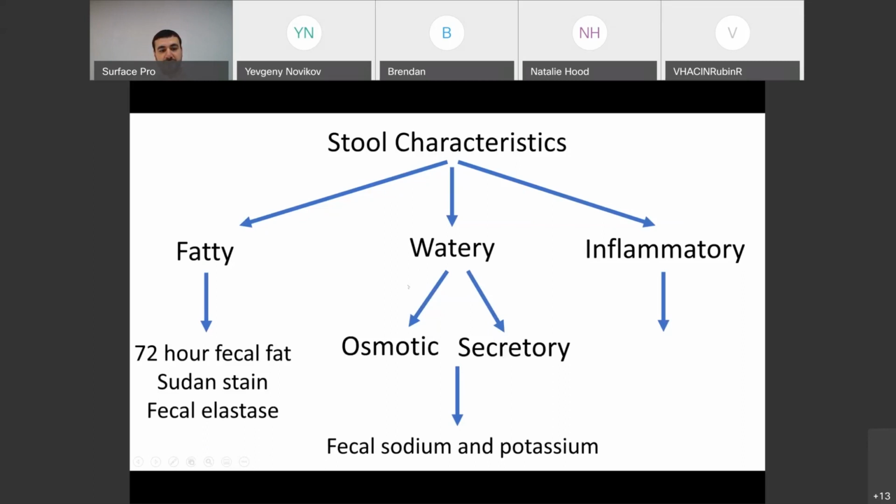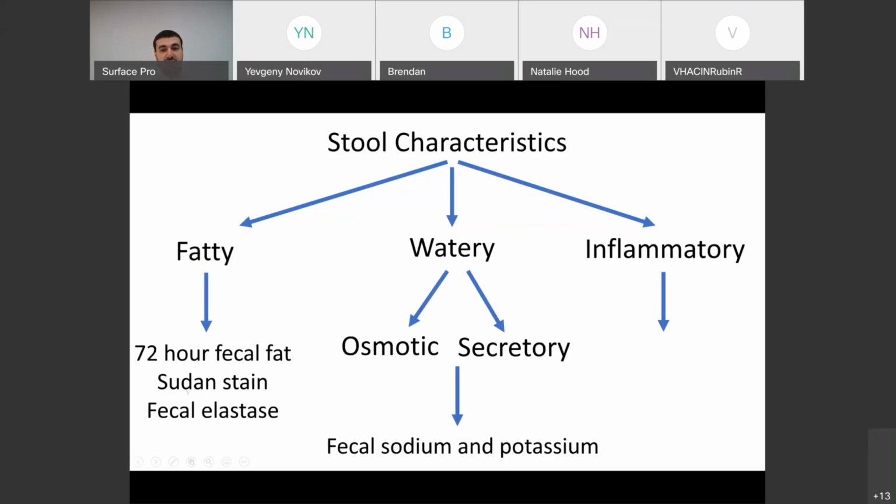For fatty stools, you can order a 72-hour fecal fat. That is a tedious study, but it works well. It means the patient has to collect their stool for 3 days and then bring it in a large container. That'll give you a quantitative assessment of how much fat they have in their stool, and it's a gold standard for diagnosing fat malabsorption or maldigestion.